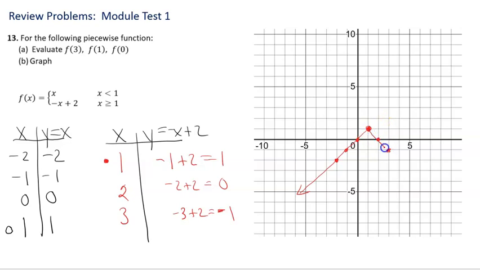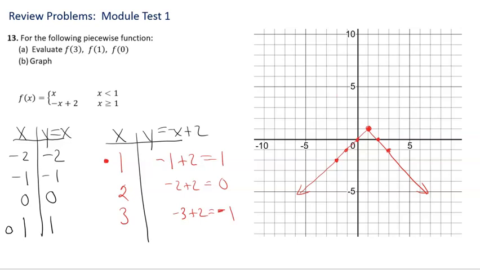Now, again, normally this line would have arrows at both ends, but it doesn't go any further to the left because I wasn't allowed to plug in anything less than 1. And it turns out we got an absolute value graph, but that's not the issue. This is our particular piecewise function. So this is how you handle piecewise functions.